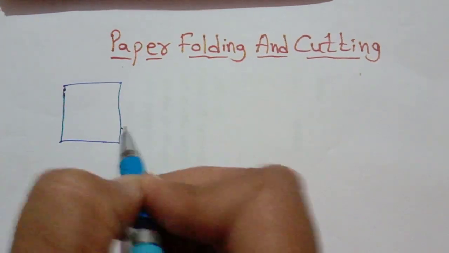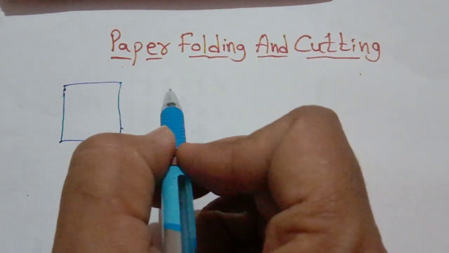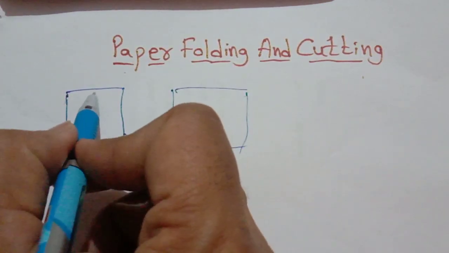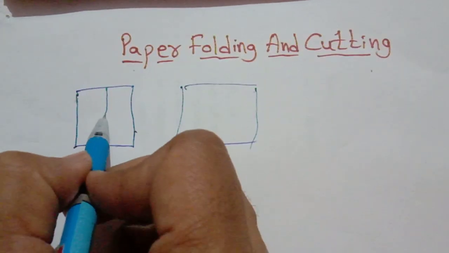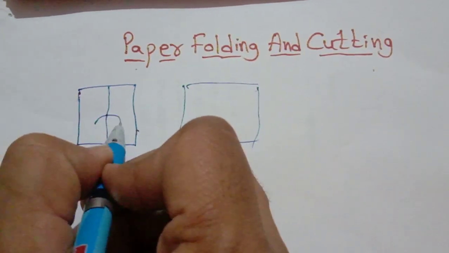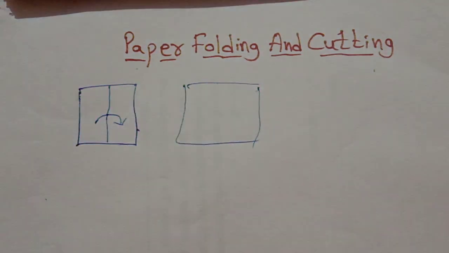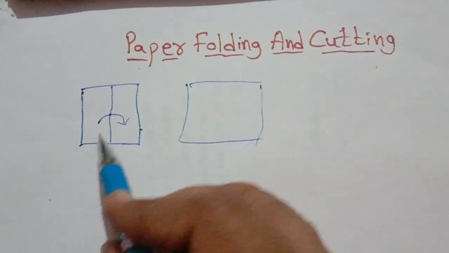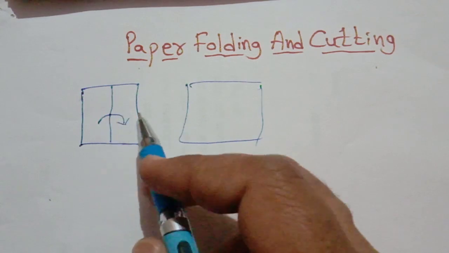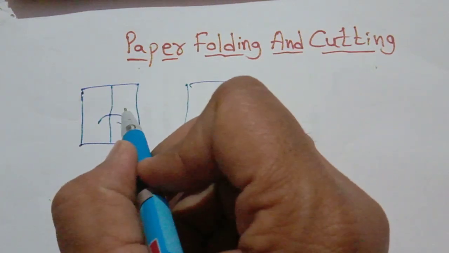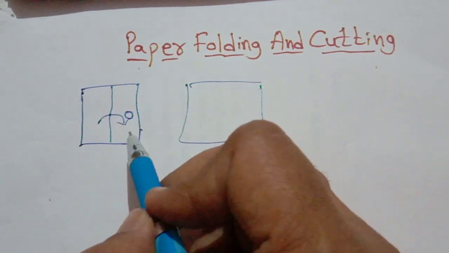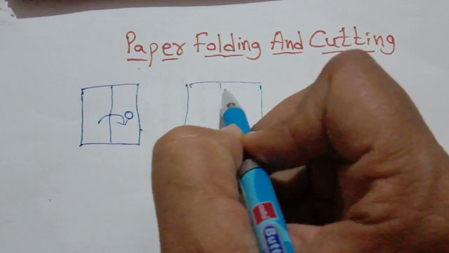But I will make you understand the concept first. Just think that it is a piece of paper. If we make this into 2 parts, we have to fold it like this. They will show how we have to fold. It is very simple, only one folding is there. If we fold and make one small circle here, what will be the answer? Let's see.